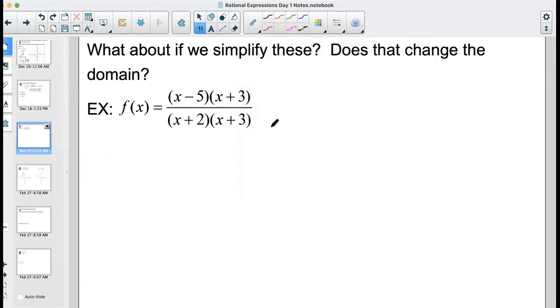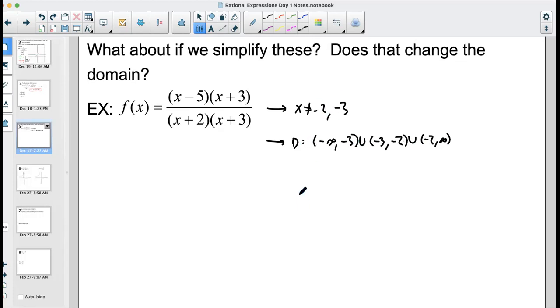If I look at this one, I say the values of x that make the bottom 0 are -2 and -3, which means the domain of this function should be this: -infinity to -3, -3 to -2, and -2 to infinity. So it's all the values except these two. So that's a domain, fine.